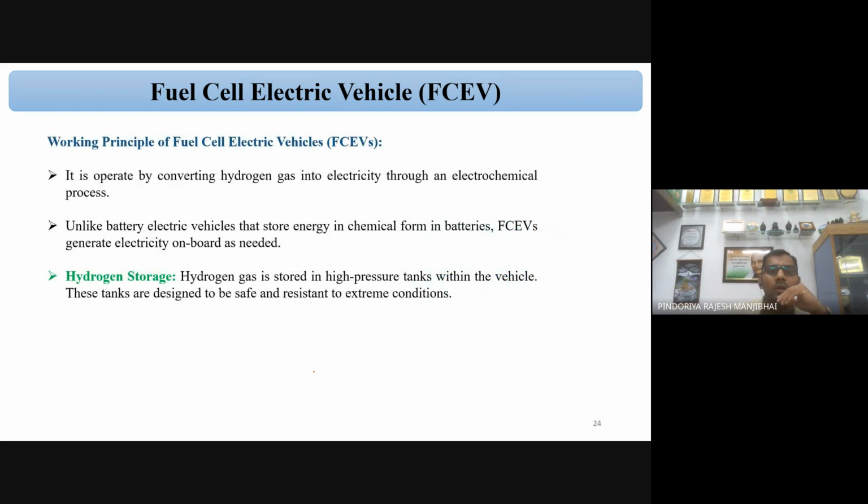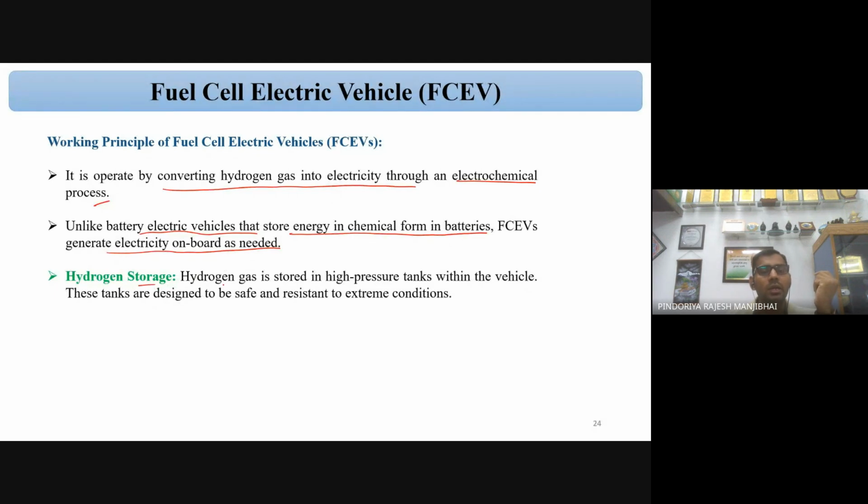Working principle. It operates by converting hydrogen gas into electricity through an electrochemical process, and the electrochemical process is nothing but the fuel cell. Unlike the battery electric vehicle that stores the energy in chemical form in the battery, the fuel cell electric vehicle generates the electricity on board as needed.